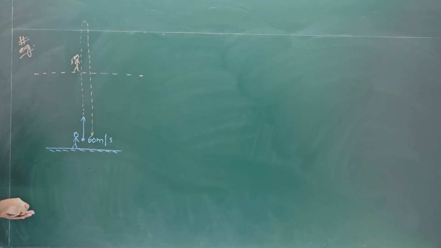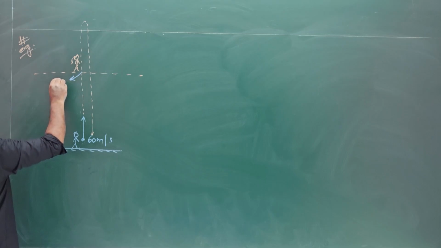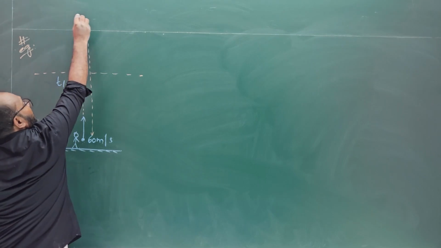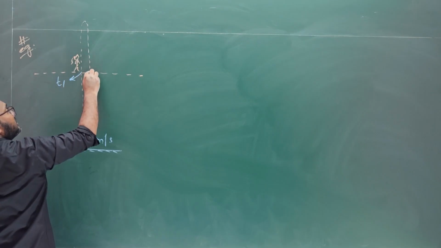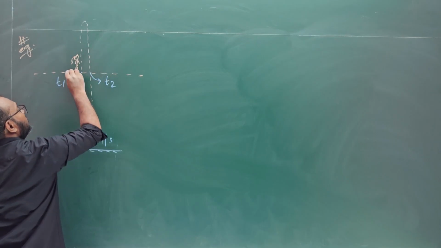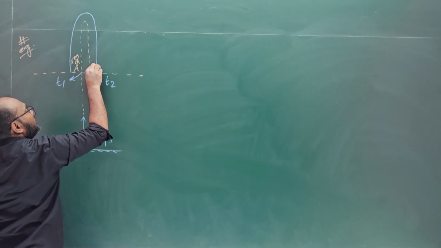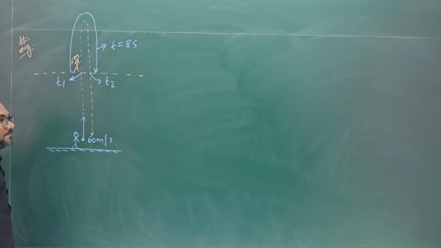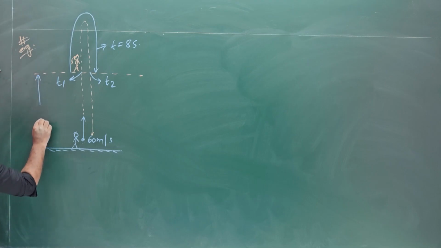She found the two instances. Let this be T1, first while going in the upward direction. Then while returning from H max, consider this as T2. The time difference from here to here is given, that is T equals 8 seconds. Now, the question asked is to calculate this height.